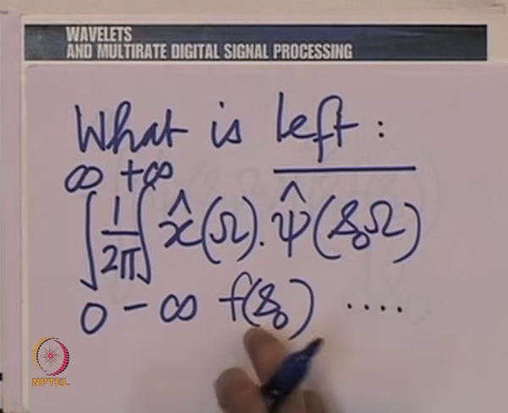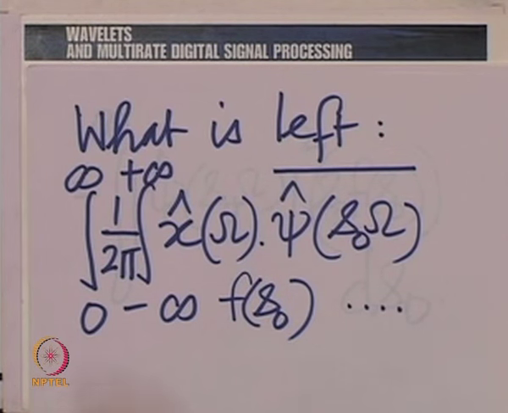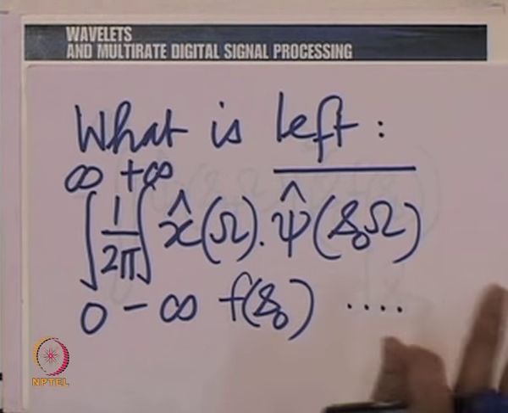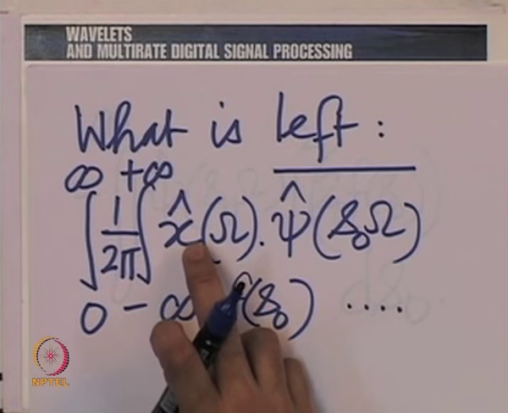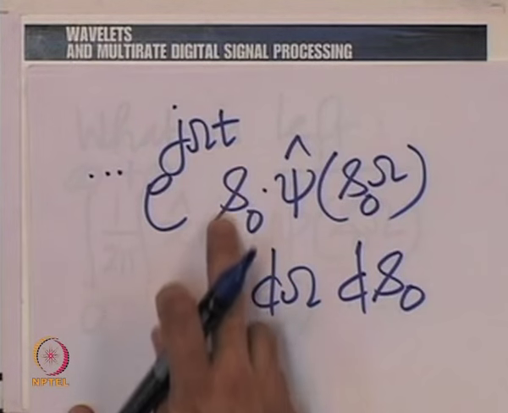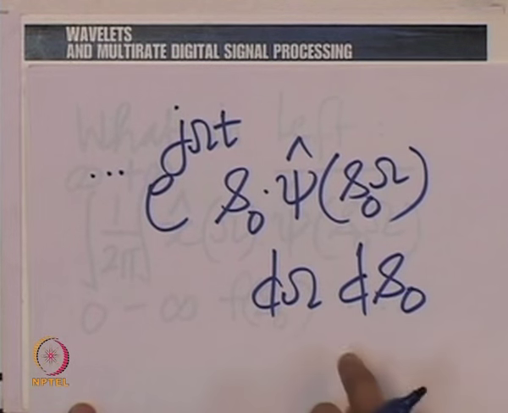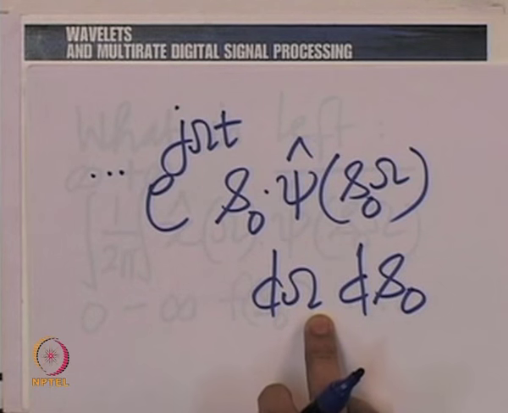If all this and these two terms can be made independent of omega, what will be left, essentially a constant in omega, what will be left is x cap omega times e raised to the power j omega t d omega, which is a very familiar quantity. It is essentially the inverse Fourier transform of the Fourier transform of x. So, we know where our destination is and we know how to get there. We shall get there essentially by making this independent.